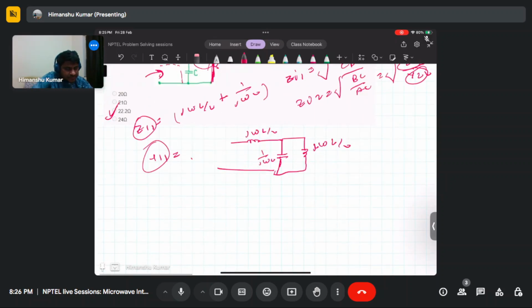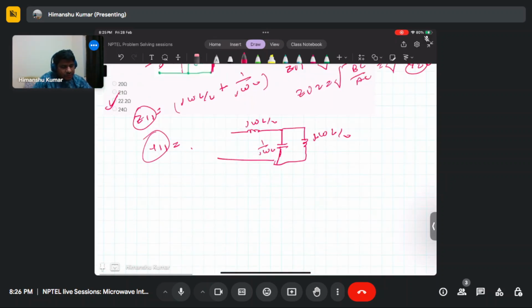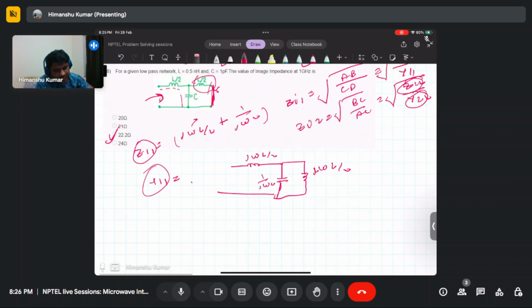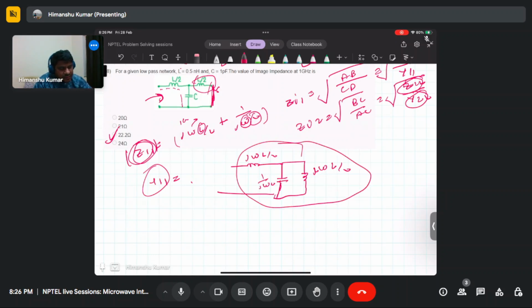The image impedance. So for Z11, you just put in the values: 1 gigahertz is the frequency, L is given as 0.5 nanohenry, omega is given from the frequency, and C is given as 1 picofarad. So with all the values, you can calculate Z11. You can take the mod of this. Then similarly you can calculate the equivalent of this. This is Y, so you can calculate Y also.